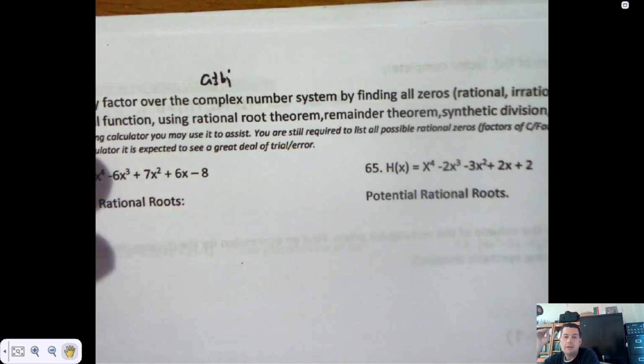By finding all zeros, the rational ones, the irrational ones, and the imaginary, using rational root theorem, remainder theorem, synthetic division, and the quadratic formula, maybe factoring, okay? It does say in small print, if you have a graphing calculator, you can use it to assist. You're still required to list all the possible zeros. You're still expected to do synthetic division. That still all needs to be there.